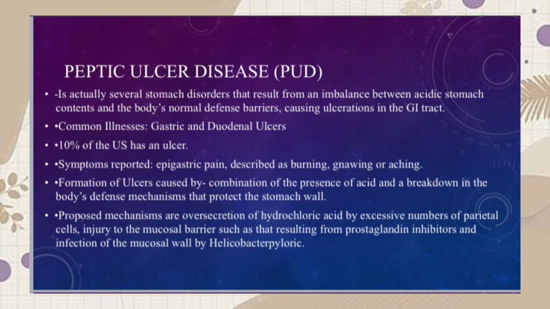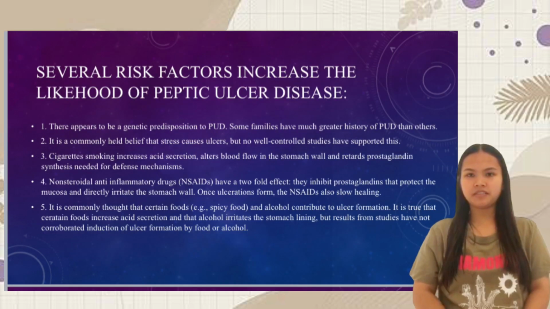It appears that the bacterium is able to live below the mucous barrier, where it is protected from stomach acid and pepsin. Helicobacter pylori is now thought to be associated with as many as 90% of duodenal ulcers and 70% of gastric ulcers. The exact mechanism by which Helicobacter pylori contributes to ulcer formation is not known, but several hypotheses are being tested. Several risk factors increase the likelihood of peptic ulcer disease.